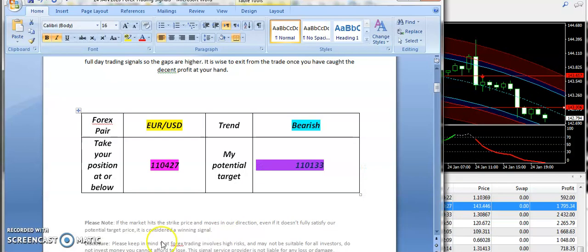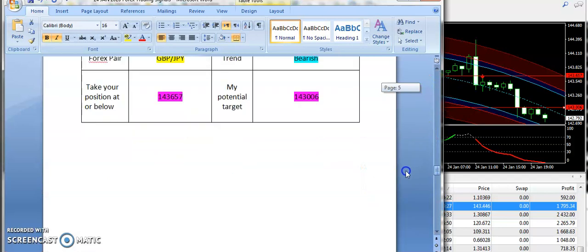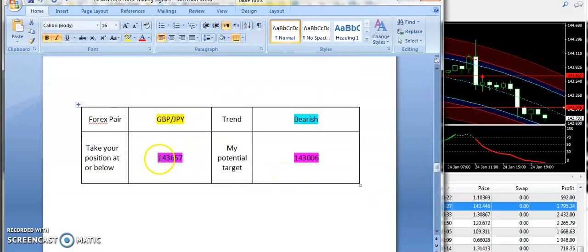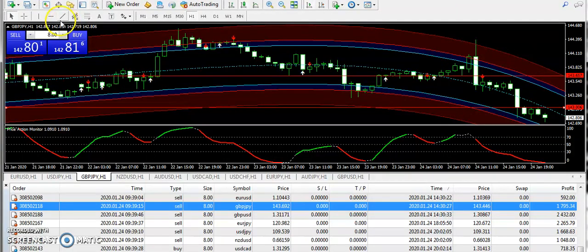Next, we are going to talk about Great Britain Pound JPY, with a bearish signal from my side from 143657 and 143006 was the target price. And guys, you can see right from the entry the market closed below the entry line, and then we entered the start of the downward trend, and finally the market touched the target price. And now if you look at the current market, it's beyond the target price.